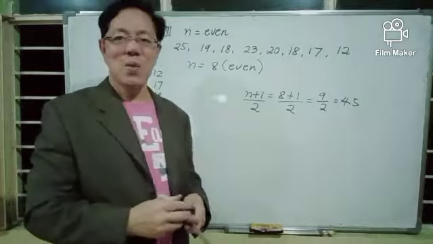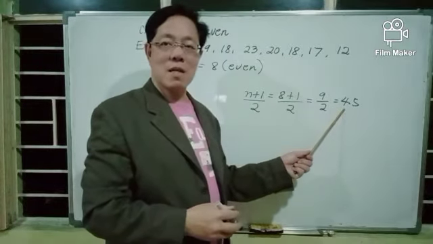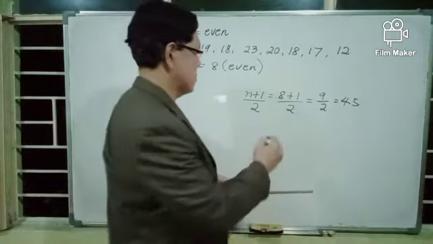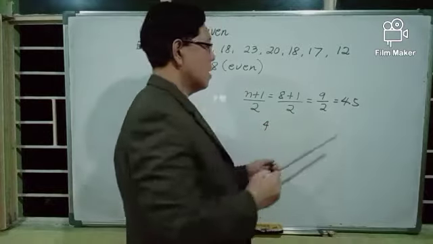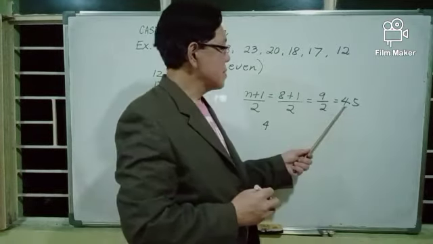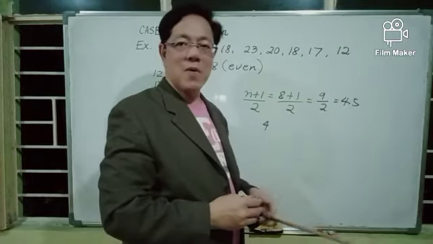9 divided by 2 is 4.5. Now, the greatest integer less than 4.5 is 4. And the smallest integer greater than 4.5 is 5.